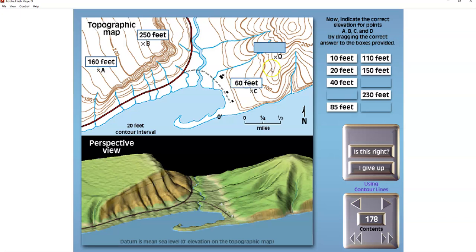Drag that there. Then we're going uphill. So this is 100, this would be 120, this would be 140, and this is 160. So D is between 140 and 160. So we're going to go with 150. And then we're going to check these and make sure Mr. Rocco didn't mess up. And I didn't.